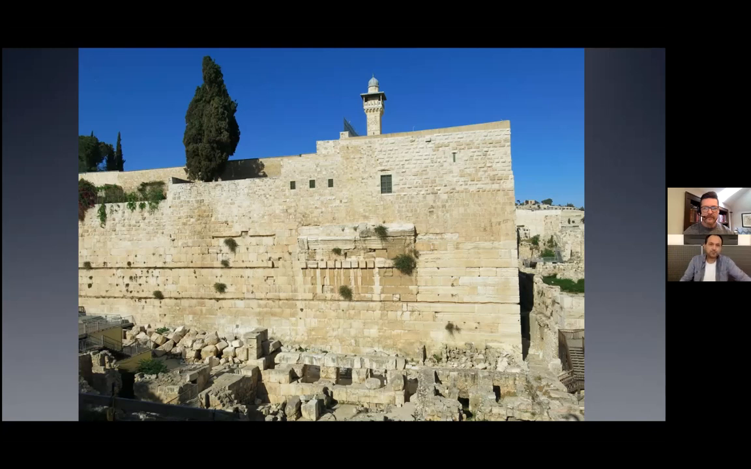You can see at the base of the wall some square stones that are stacked all together.